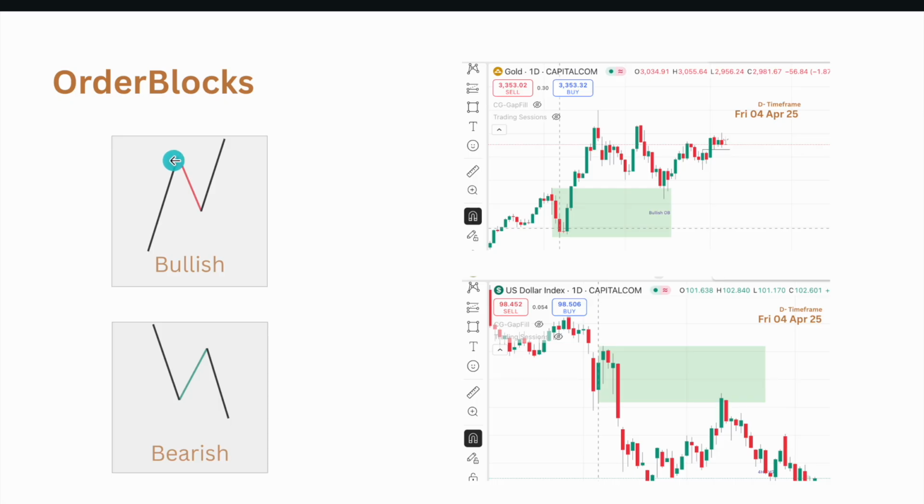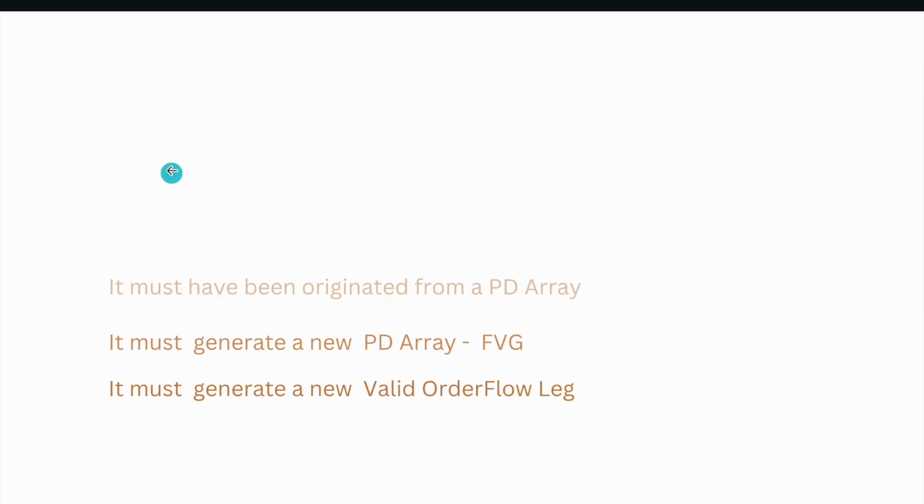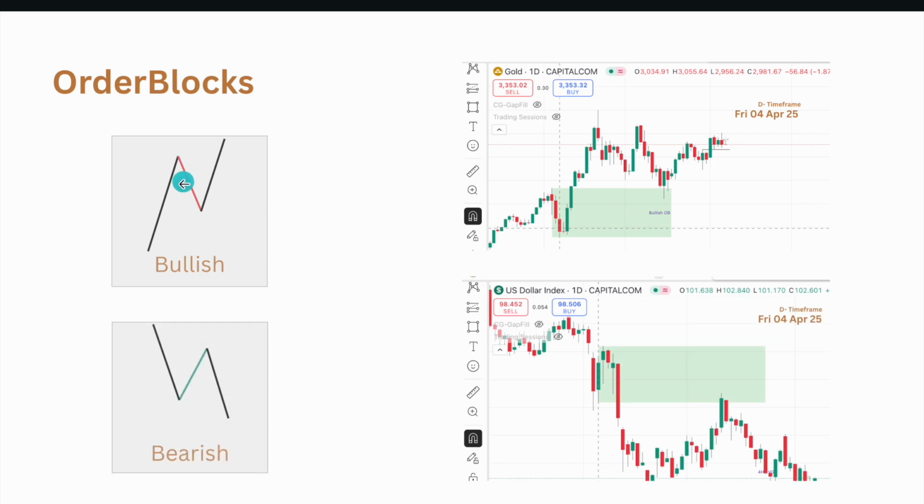So in an uptrend, when we retrace a little bit to offer a fair value, this can give rise to an order block. This down candle in an uptrend, one down candle or a series of down candles, can create an order block provided it generates a new fair value gap and this order block itself is coming off of a PD array.